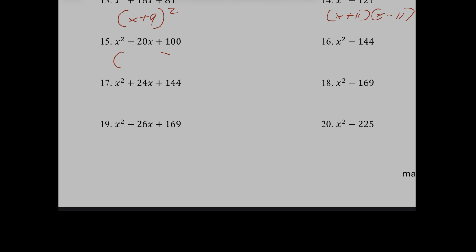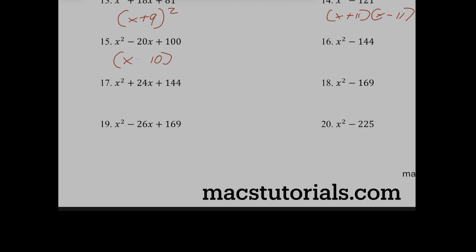This one, we have third term positive. Perfect square is 100. Square root is 10. 10 times 2 is 20. This is in the form. Take the sign in the middle, quantity squared. Next one, perfect square minus a perfect square. We're going to put the x there, and I'm going to go 12. I'm going to go 12, and I'm going to go plus and minus.